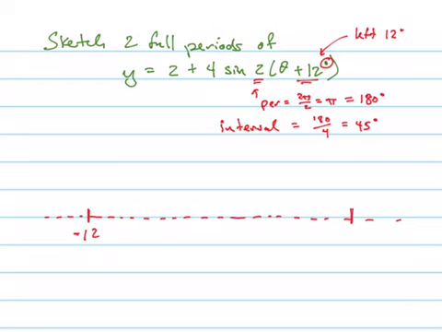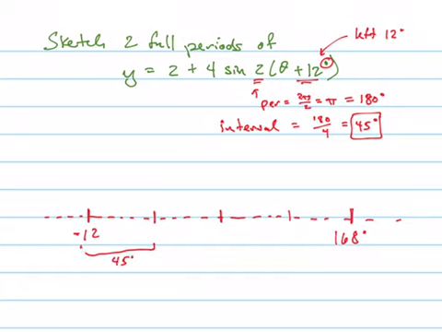So what's 180 plus negative 12? It's 168 degrees. And then go halfway in between that and halfway in between that on each. And now add 45 to each one of these. So each one of these distances is 45 degrees, because that's the interval length.